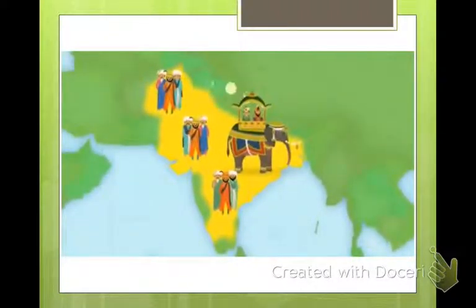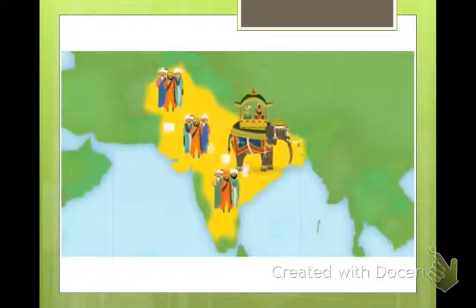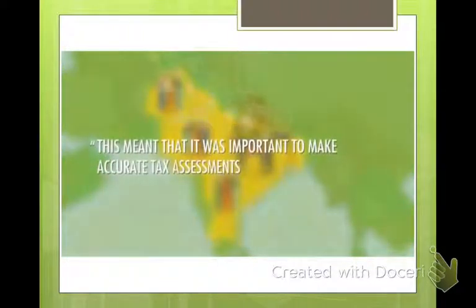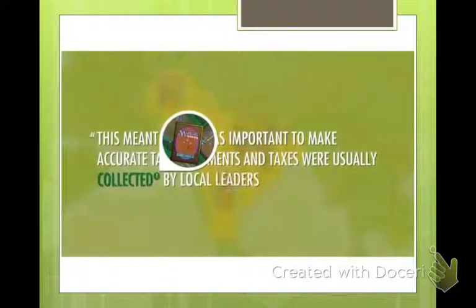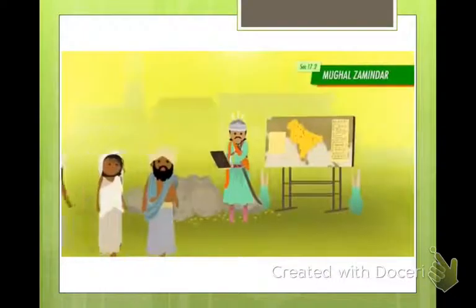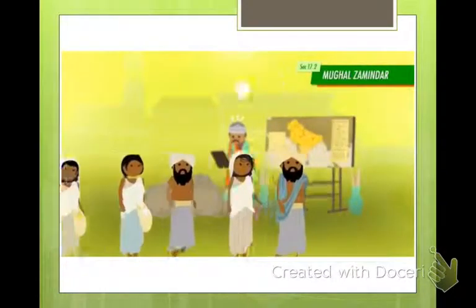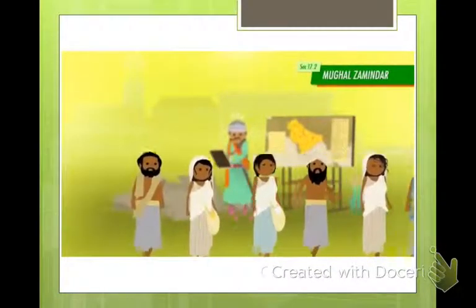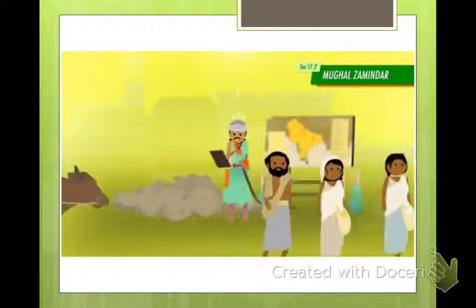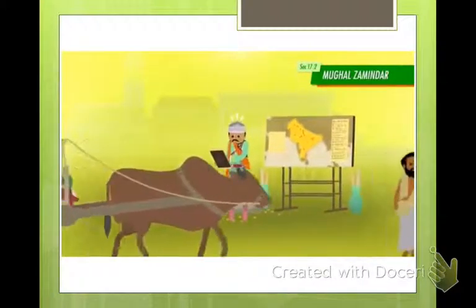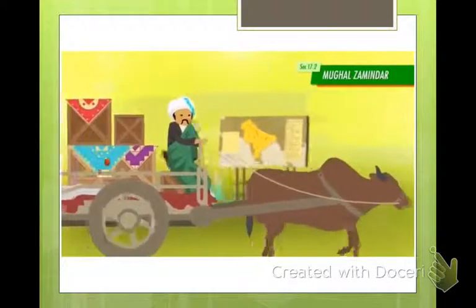They reorganized the bureaucracy and instituted an effective tax collection system, which was important because the empire was, of course, very expensive to run, as empires always are. This meant it was important to make accurate tax assessments, and taxes were usually collected by local leaders called zamindars. Taxes had to be paid in cash, and this contributed to the growing commercialization of the Mughal Empire. Reliance on zamindars, who were important men in their communities, meant that the empire could collect revenue without being too disruptive to local village life.